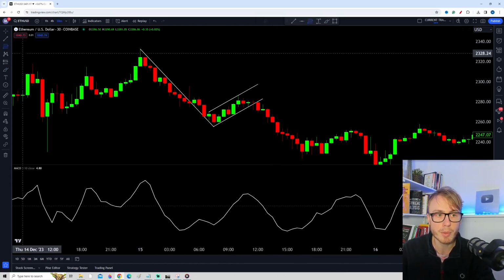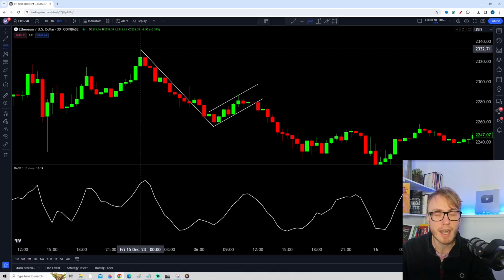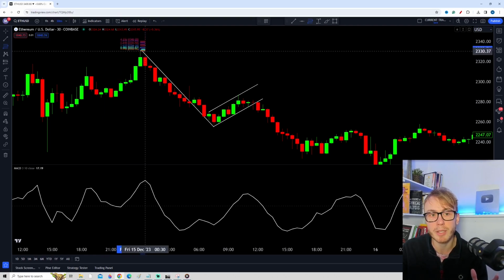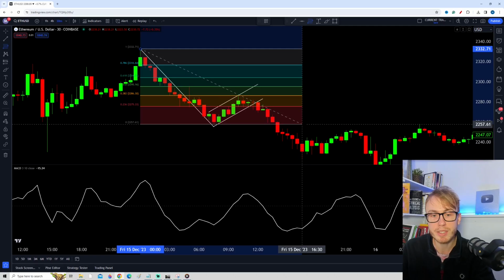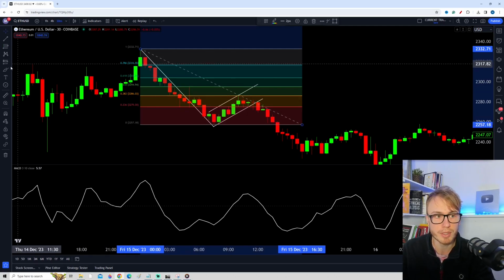So we go up here, we press the Fib retracement, and to use the Fibonacci trading bear flags, we want to anchor the Fibonacci from the top of the impulsive move, and we drag it down here to the low.